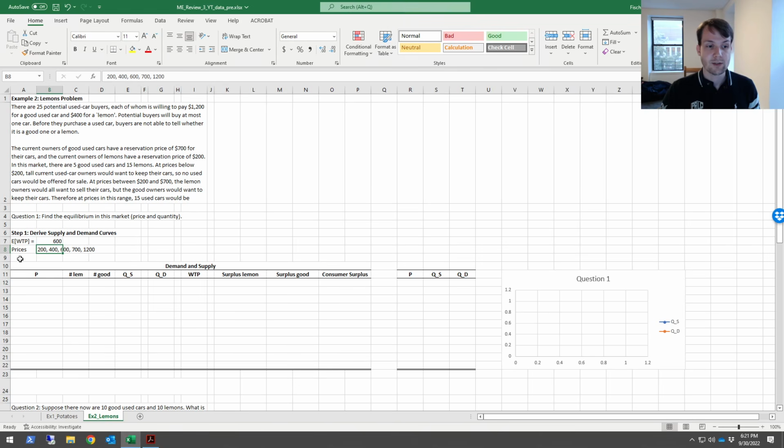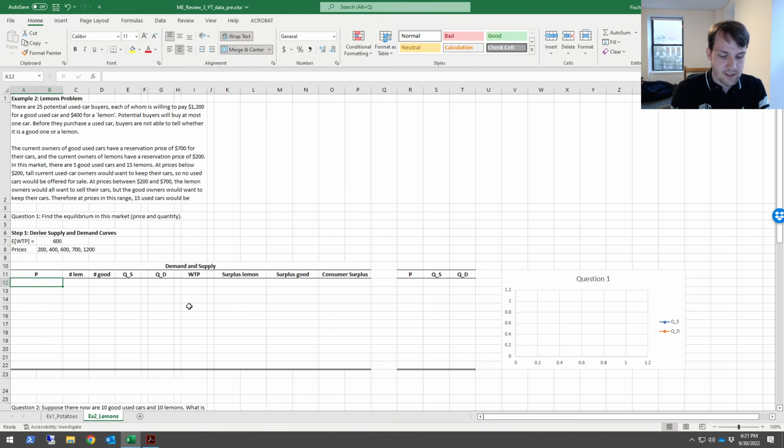So the prices we need to consider are basically $200, that's the willingness to sell of the lemon owners, $400, the willingness to pay for a lemon, $600, this expected willingness to pay, $700, the willingness to sell of the people owning good cars, and $1,200, the willingness to pay for a good car.